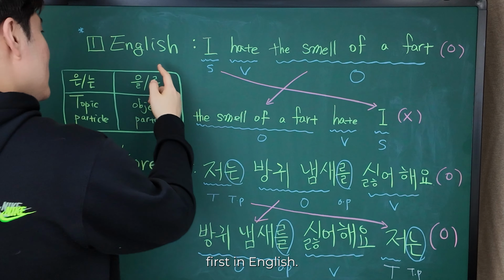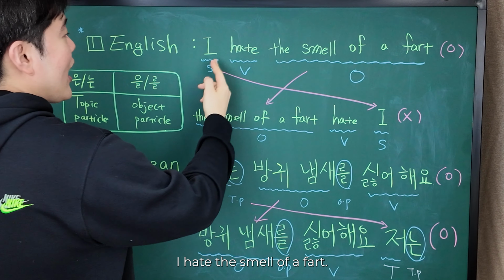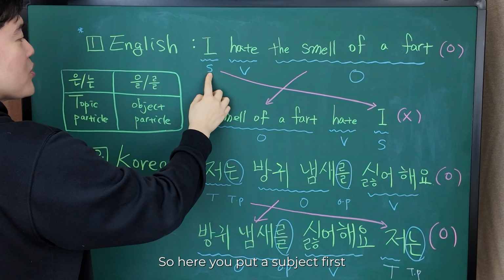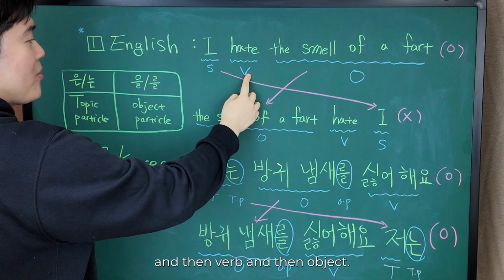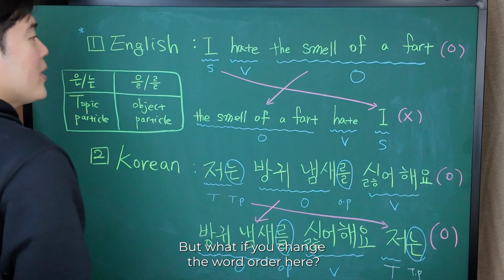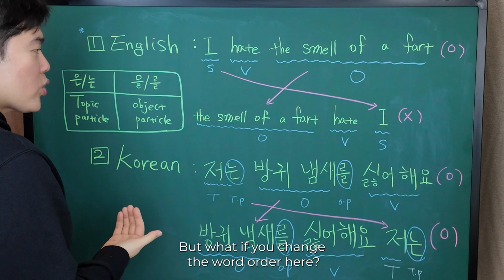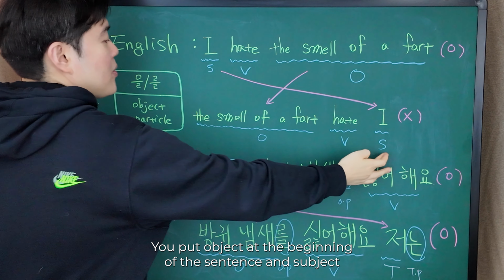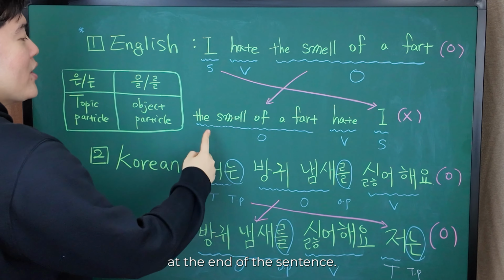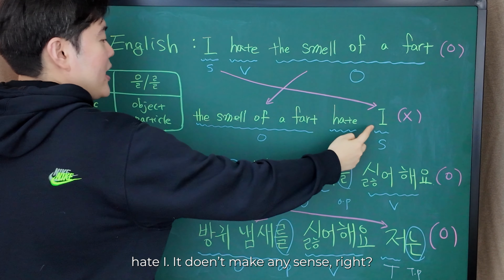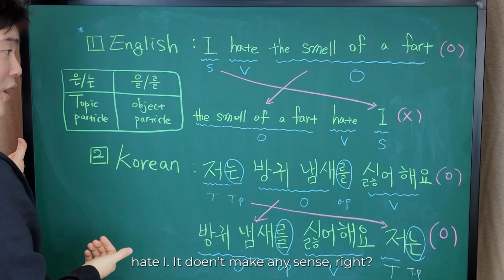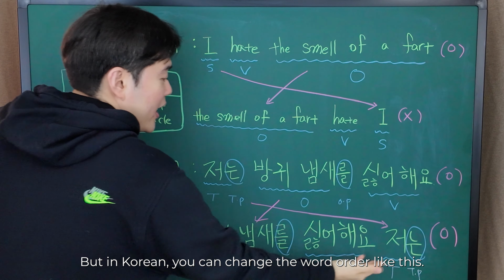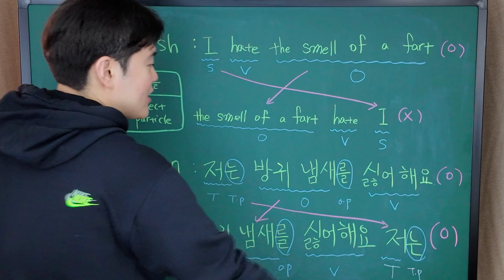First, in English, there is a sentence, I hate the smell of a fart. So here, you put the subject first, and then the verb, and then the object. But what if you change the word order here? You put the object at the beginning of the sentence and the subject at the end of the sentence. The smell of a fart hate I. Doesn't make any sense, right? But in Korean, you can change the word order like this. And I'm going to tell you why.